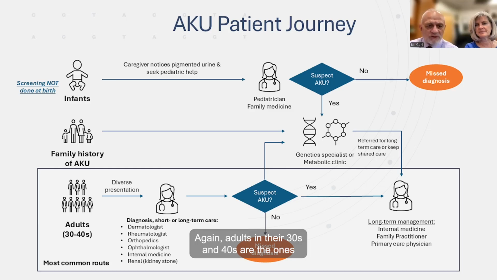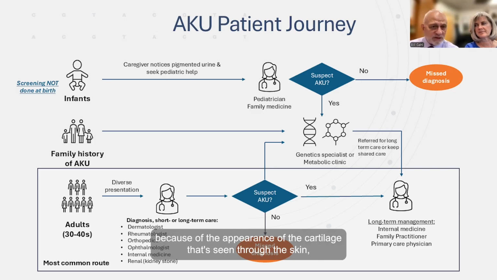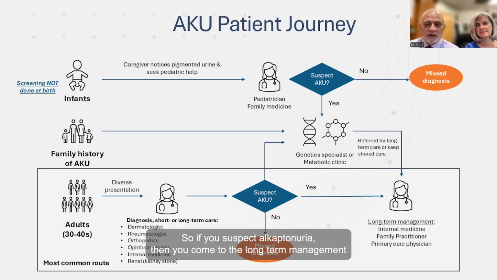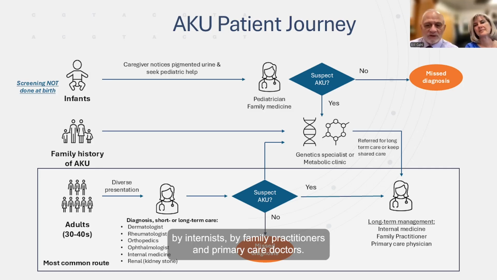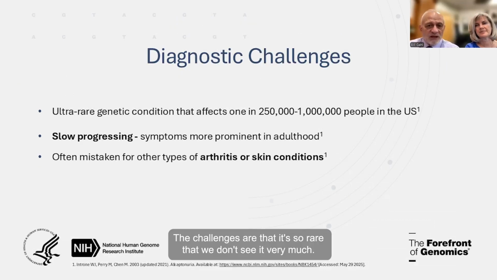Again, adults in their 30s and 40s are the ones who will be more inclined to get a diagnosis. And the diagnosis can be made by the dermatologists because of the appearance of the cartilage that's seen through the skin, or by the rheumatologists or orthopedists. The ophthalmologist can see that black spot in the white of the eye, internists, and then sometimes there's a kidney stone that shows up and turns out to be black when it's passed. So if you suspect alkaptonuria, then you come to the long-term management by internists, by family practitioners, and primary care doctors. The challenges are that it's so rare that we don't see it very much.